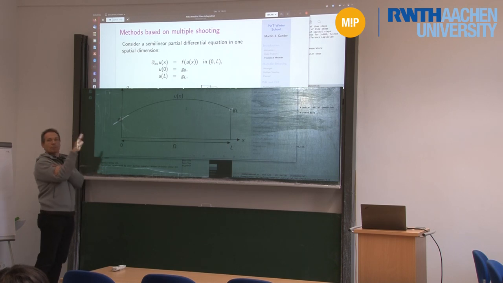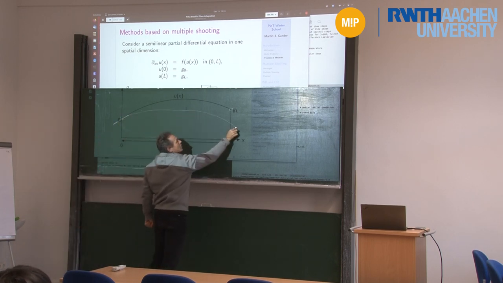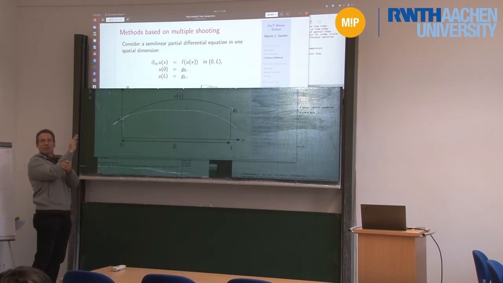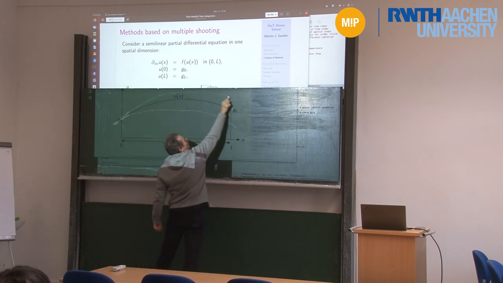So now you see where shooting is coming from, the name. It's like a gun. And you try to guess a good slope to get to this target. So if you choose this slope, we're a little bit too low. So you need to go higher up, so you choose this slope. And then you go, and then you're too high up.